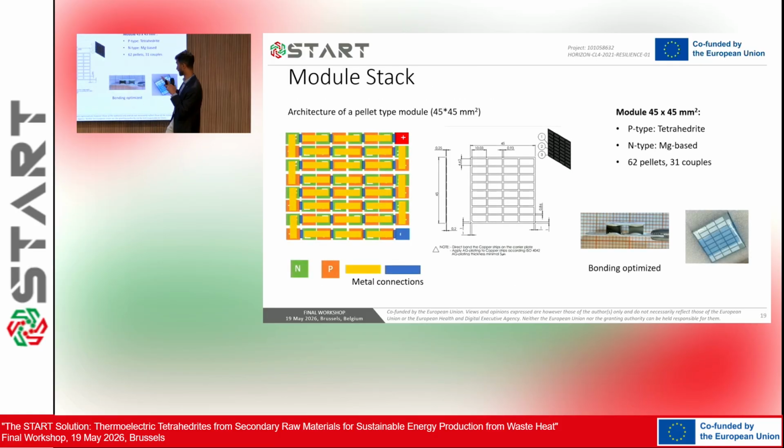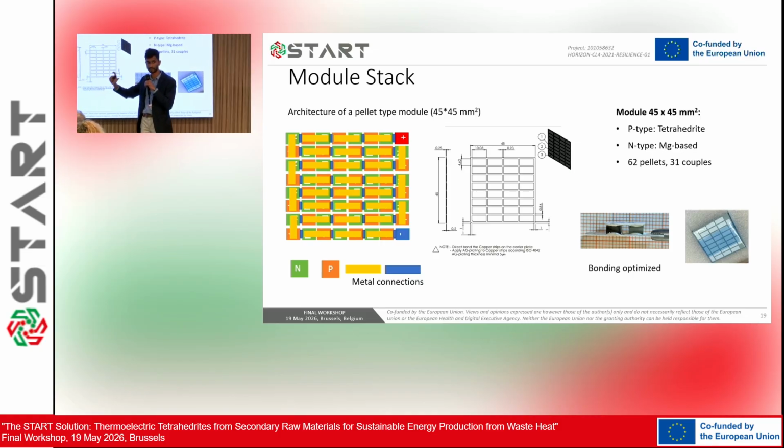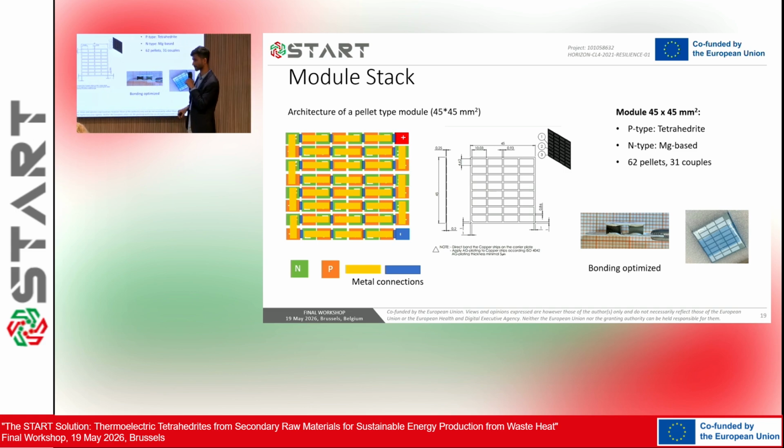Here you can just see snapshots of where we defined what the architecture of a 45 by 45 millimeter square module was. And we designed the ceramic substrates with the electrodes and also optimized the bonding for the pellets themselves. So we did that first on the unicouple level, and then we upscaled it to the entire 45 by 45 millimeter square module. Here you can see it's a 31 couple module with 62 pellets.